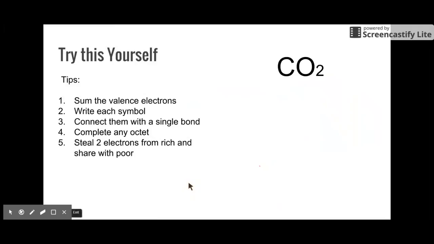So try this one. This one's kind of a more challenging one. See if you can figure this one out. This is CO2. Pause the video. See if you can follow these tips and figure this one out. Did you pause it? If so, great. Let's go ahead and try this one out together. So here we have CO2.